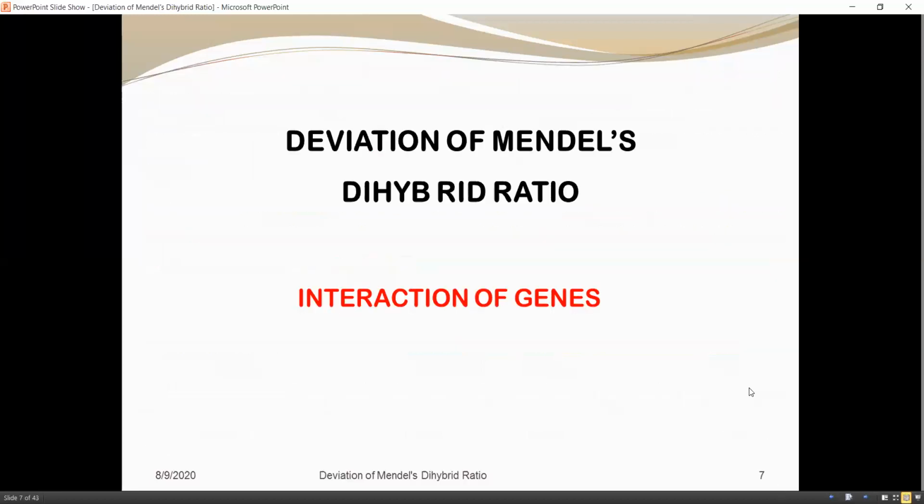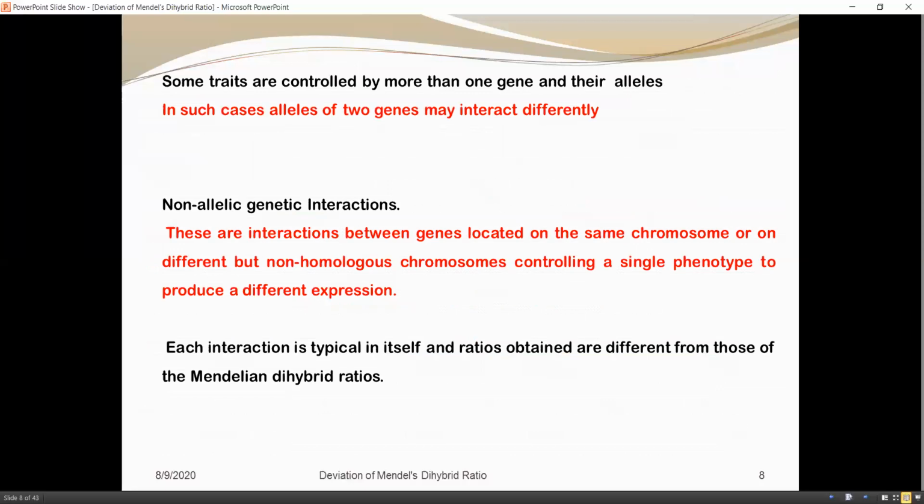Now, we will see how deviation of Mendel's dihybrid ratio takes place, and this is due to interaction of genes. Some traits are controlled by more than one gene and their alleles. In such cases, alleles of two genes may interact differently. Non-allelic genetic interaction: there are interactions between genes located on the same chromosome or on different but non-homologous chromosomes controlling a single phenotype to produce a different expression.